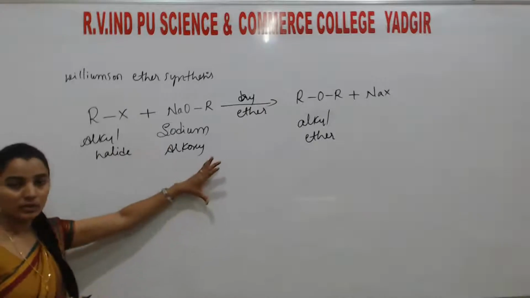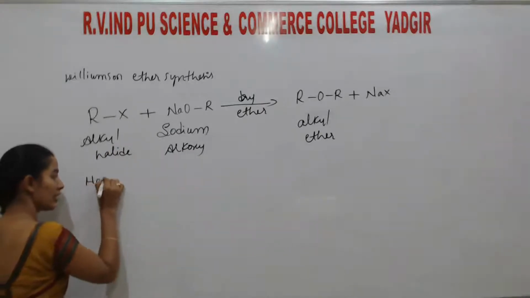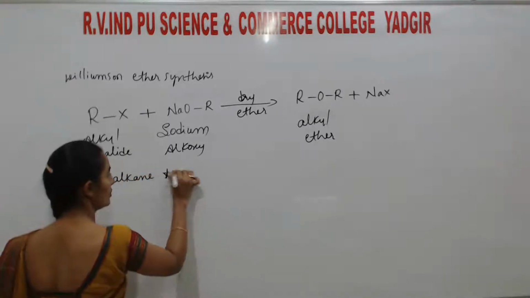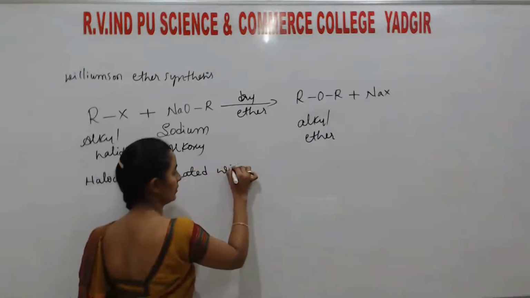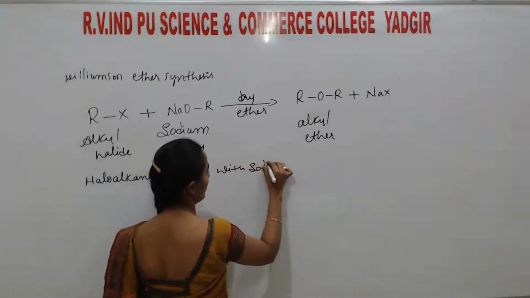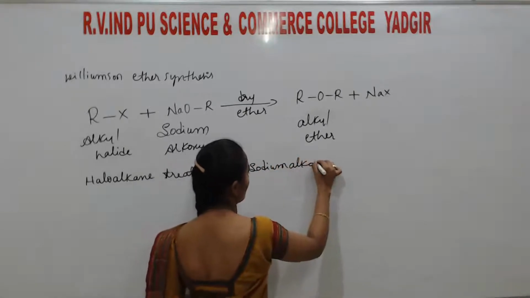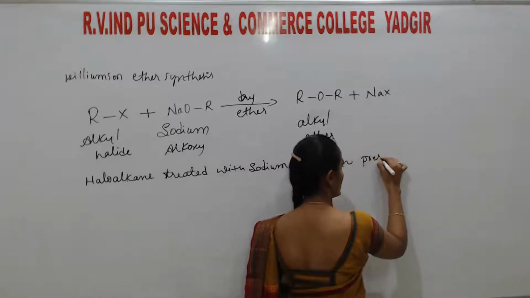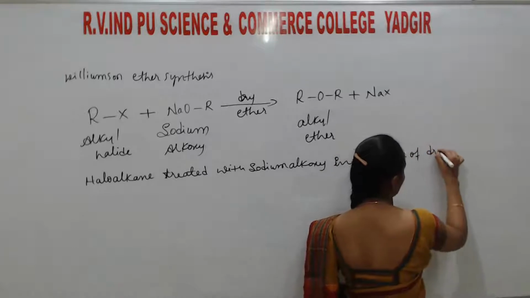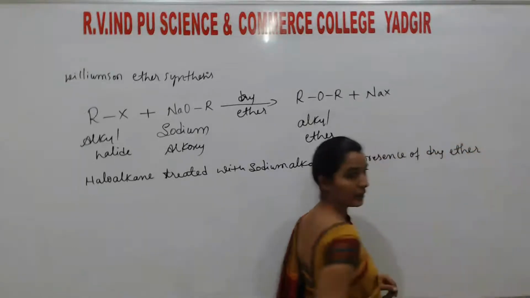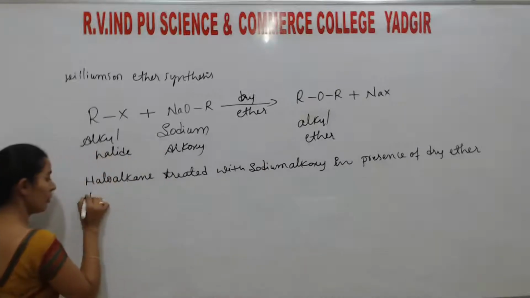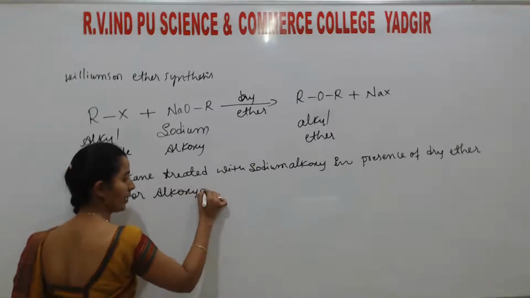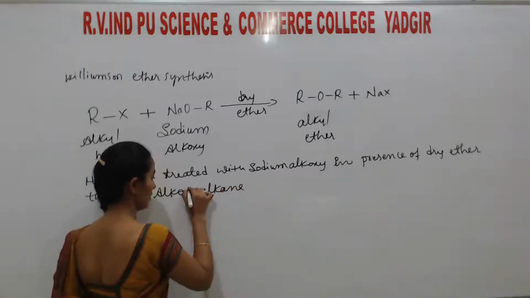So, how can you explain this? I take the general reaction, so the IUPAC name here: when haloalkanes are treated with sodium alkoxy compounds, sodium alkoxide, in presence of dry ether, okay? They form alkoxy alkane.